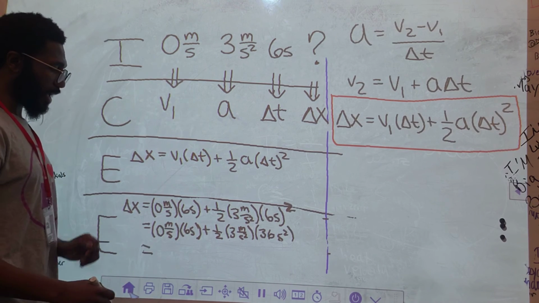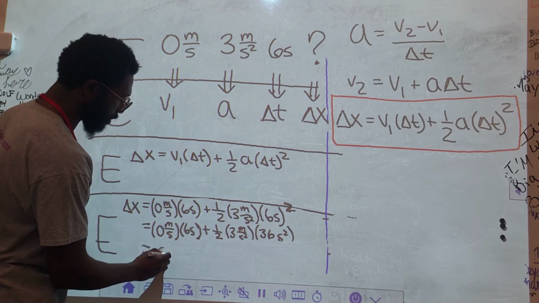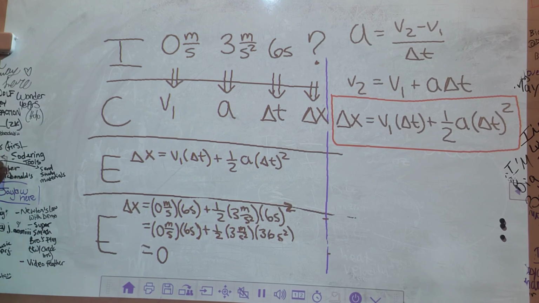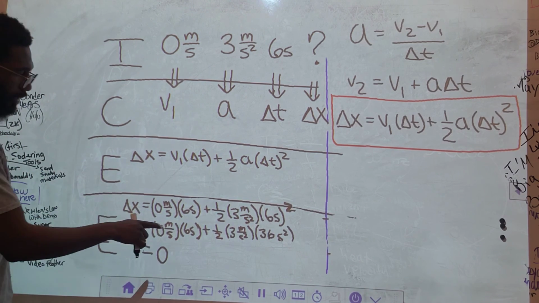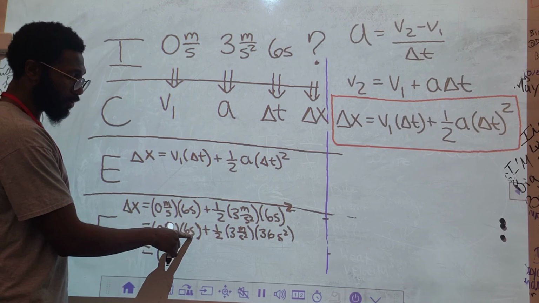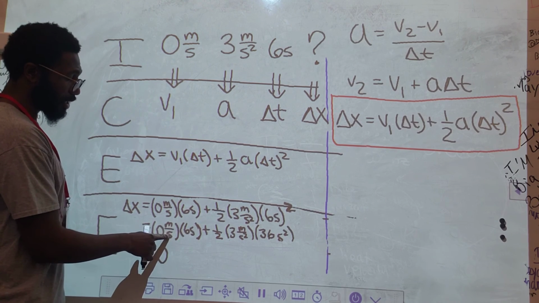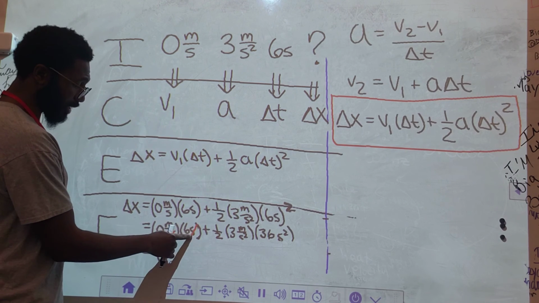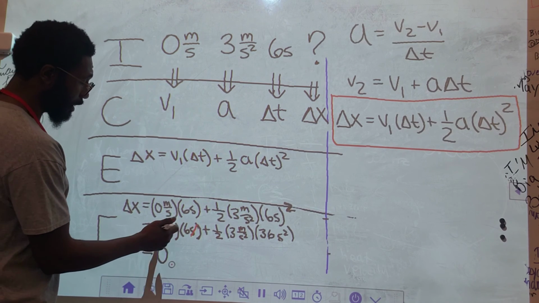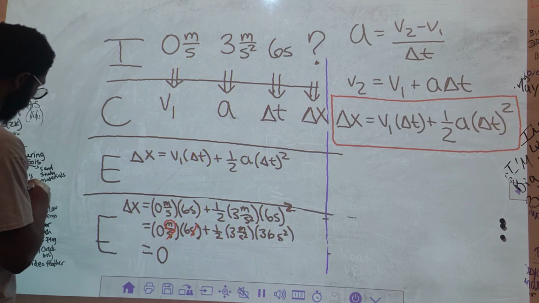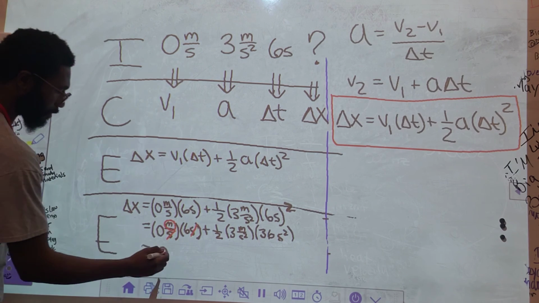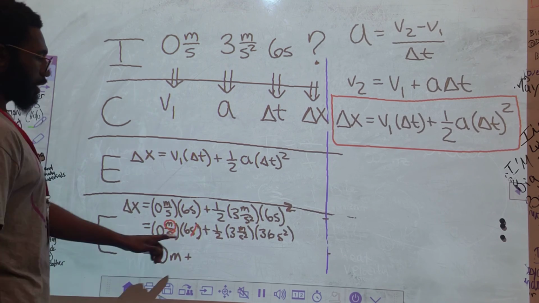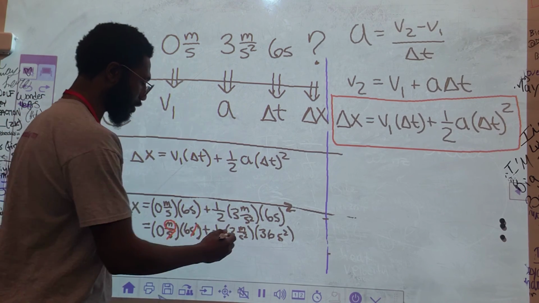So let's do 0 times 6. Anything times 0 is 0. Okay? Now we've got to deal with these units. All right? So we've got seconds in the numerator over here, and then seconds in the denominator over here. So these cancel out. So we are left with m for meters. Okay, so 0 meters plus, and now we're going to go ahead and multiply these straight across.